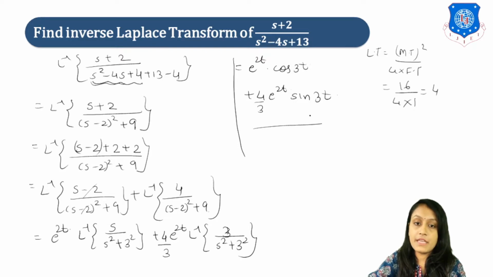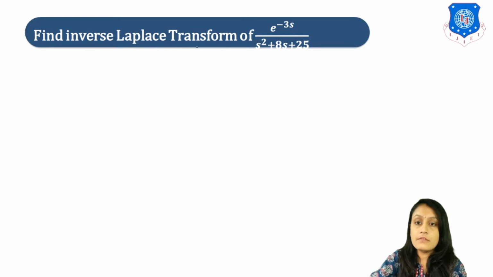Okay, so this example we have solved using first shifting theorem. Okay, now let's solve one more example. Find Laplace inverse of e raised to minus 3s upon s square plus 8s plus 25. Okay, now whenever this e raised to minus 3s is present, okay, so we will use this formula, e raised to minus as Fs is what, ft minus a ut minus a. This is second shifting theorem. Okay, so we will use this formula. So for that, what we will do, first we will find Laplace inverse of this Fs. Okay, we need ft first.